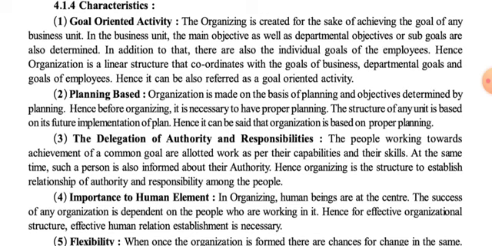In the business unit, the main objective as well as departmental objectives or sub-goals are also determined. As we all know, there are 3 different levels of management. Out of them, the top level management is the supreme authority of the organization, and they decide the goal, purpose or objective for the whole organization. We can say it is the decision which will be taken without any kind of headings or subheadings.